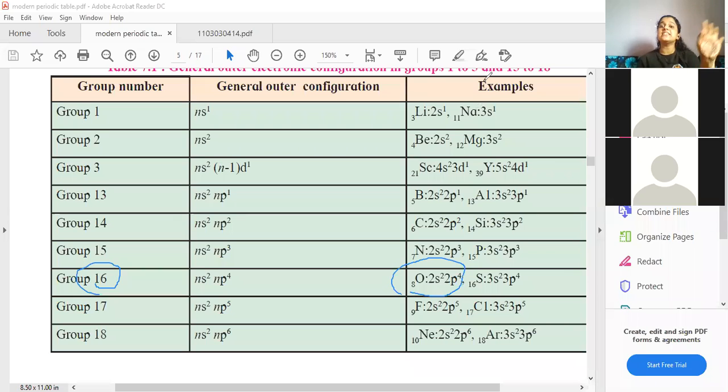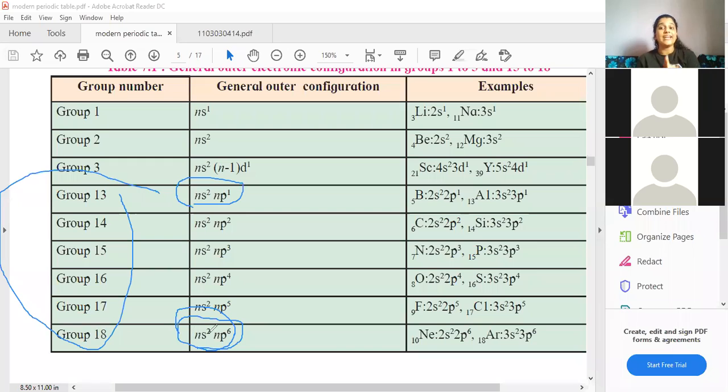Okay, fine. This is how your table is made, students, the entire modern periodic table. So here they have written for p block from 13 to 18. You can all see for group 13, it is ns2np1 and it goes till ns2np6. Now this is completely filled, right? And your group 18 is anyways inert gases which are stable.